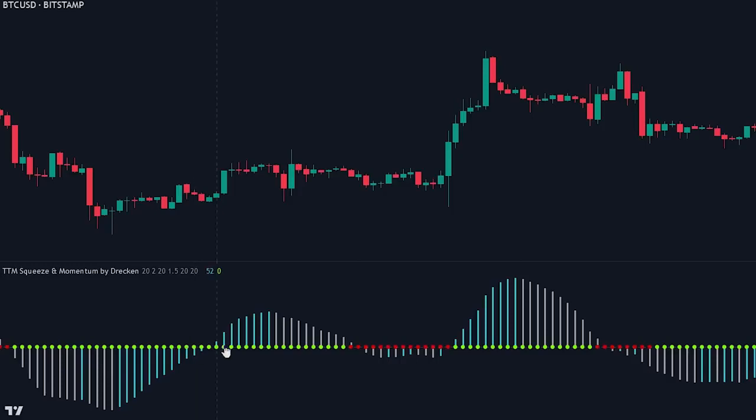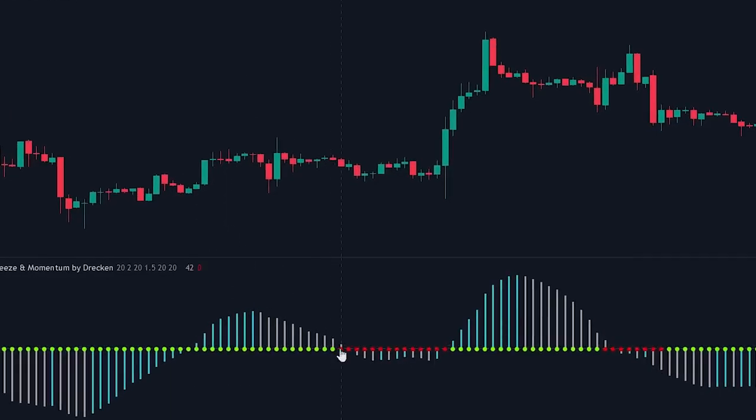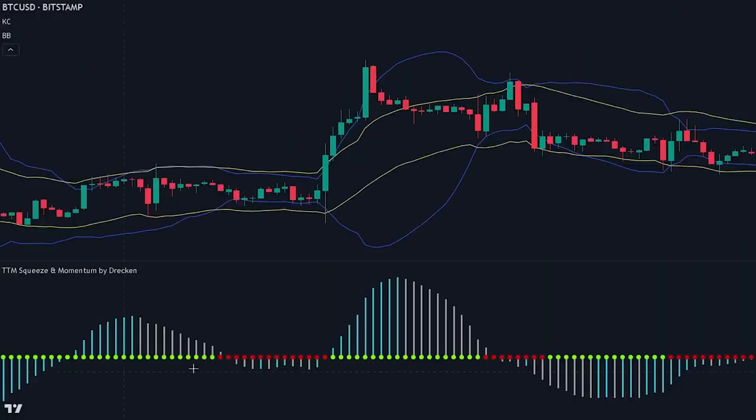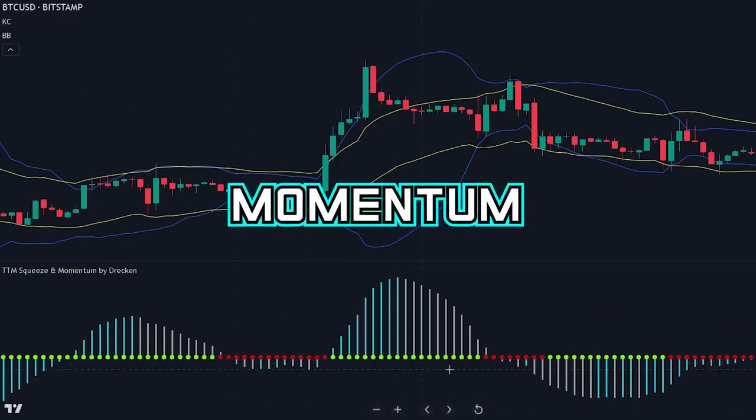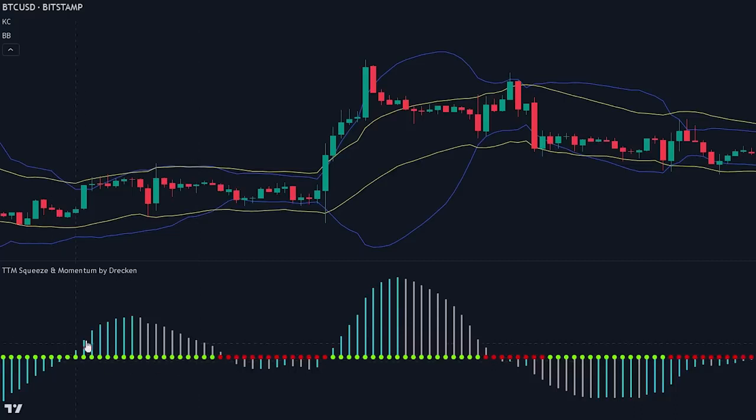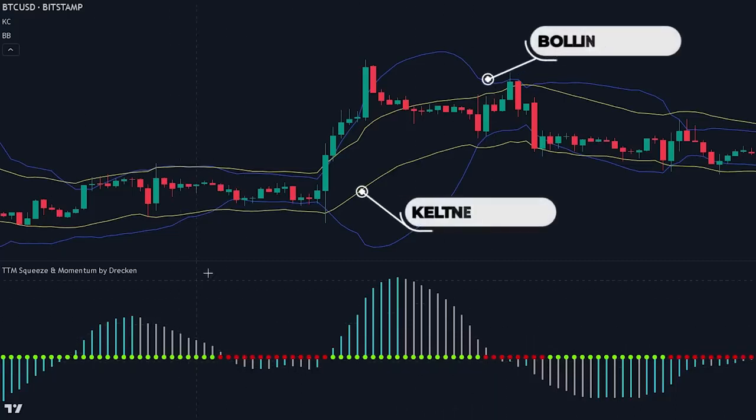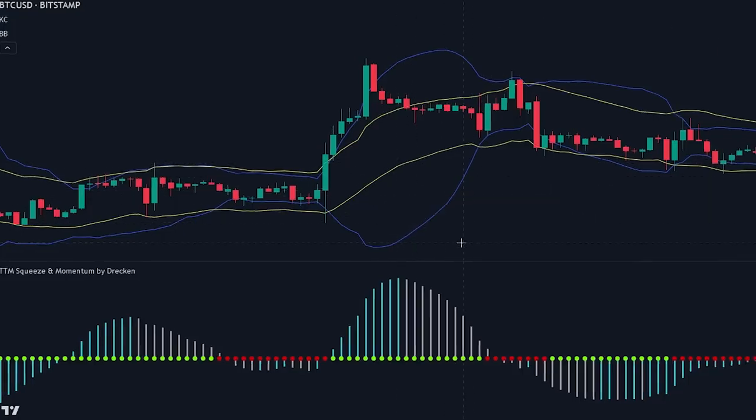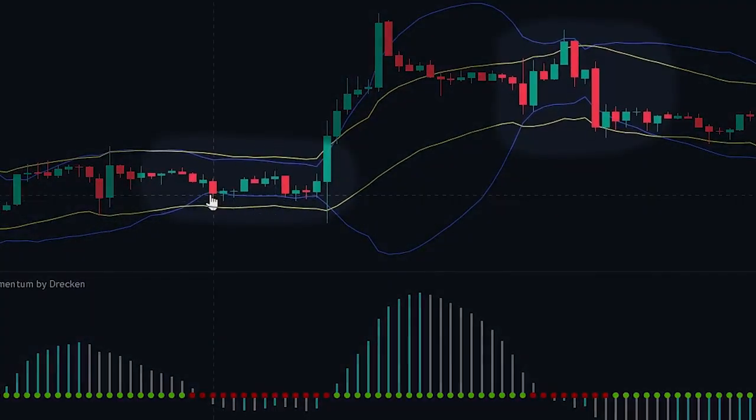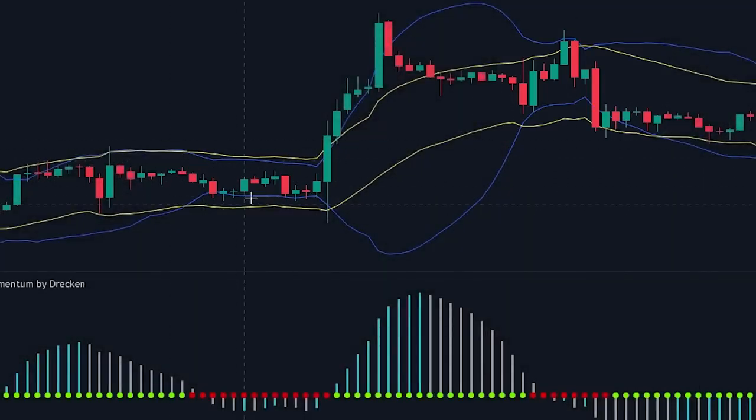If the dots on the zero line are red, it indicates that a squeeze is occurring. The TTM squeeze indicator is made to show us the volatility and momentum of the market. The TTM squeeze indicator showcases the relationship between the Bollinger Bands and the Keltner channels. When the Bollinger Bands move inside the Keltner channels, it is an indication that the market is experiencing a period of low volatility, and a breakout is likely to occur soon. This narrowing of the Bollinger Bands within the Keltner channels is referred to as a squeeze.